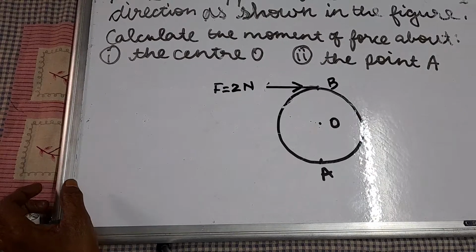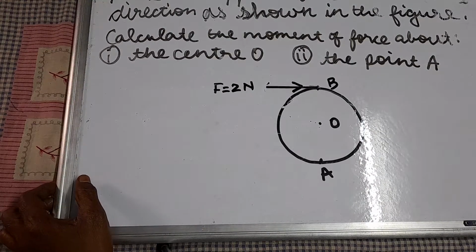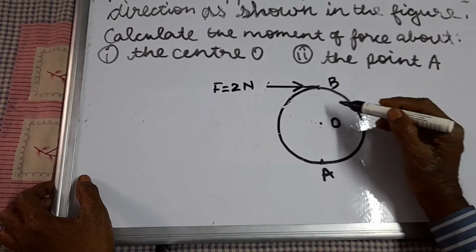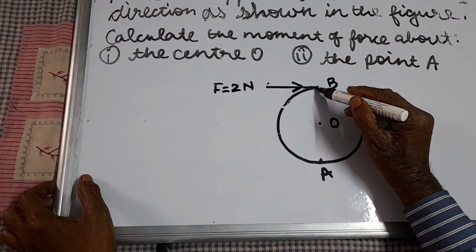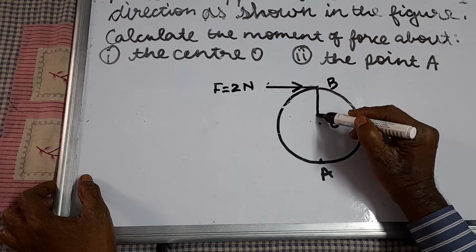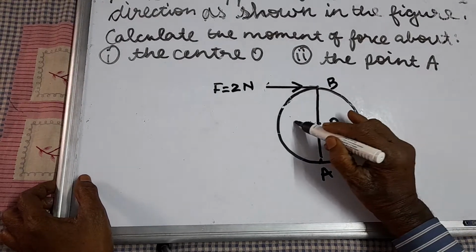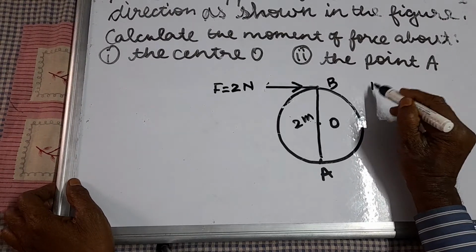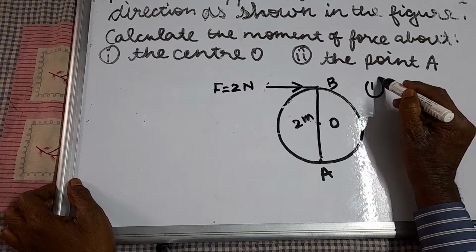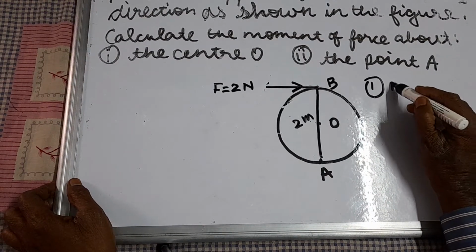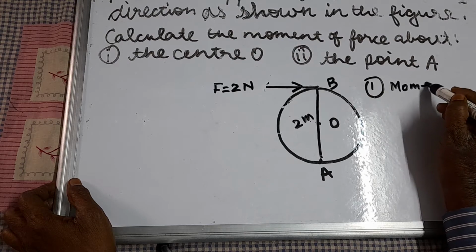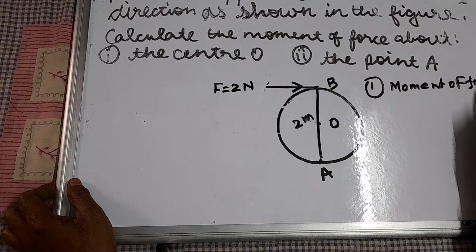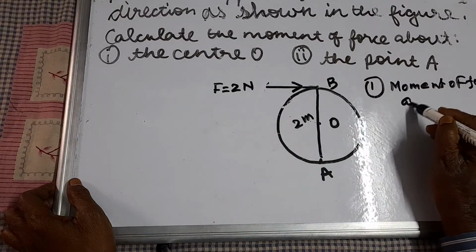I think you'd have understood the question. This is the circle, force is applied at B and the diameter of the circle is given, it is 2 meter. So the first question is we have to find the moment of force at O.